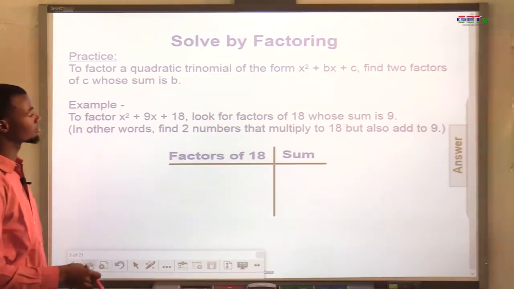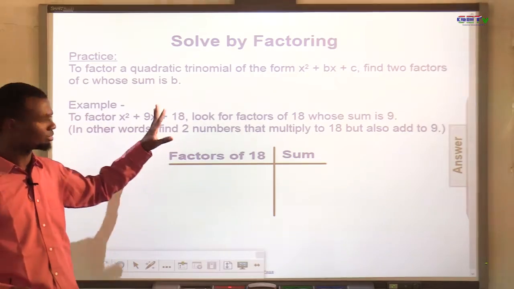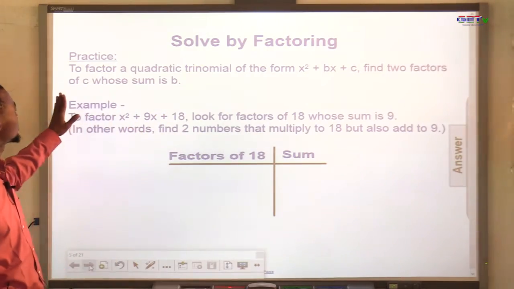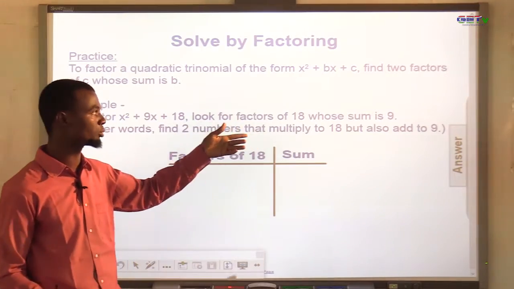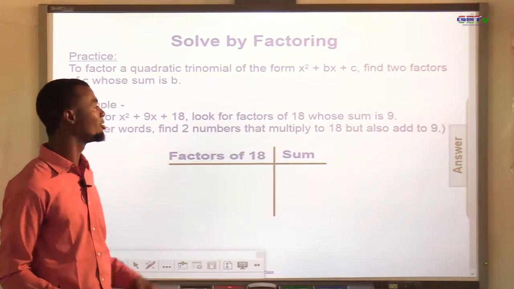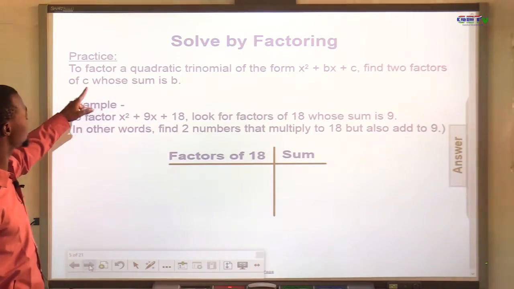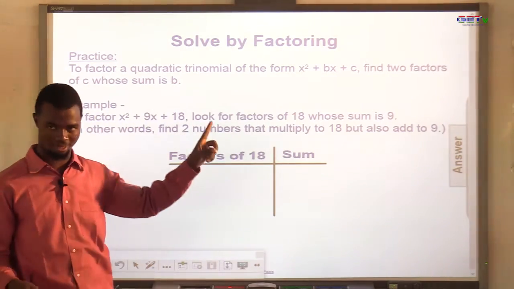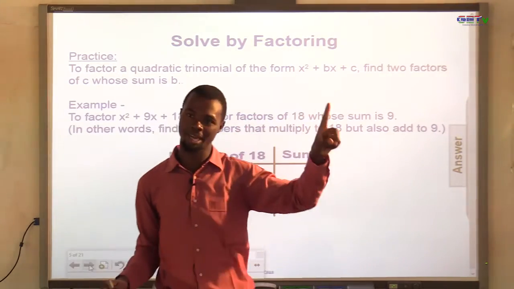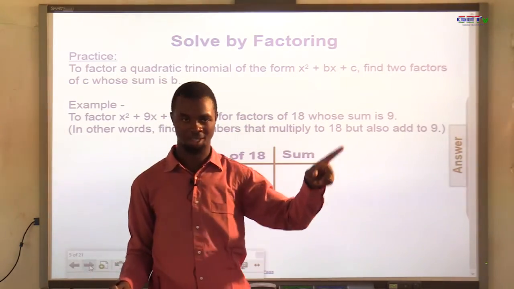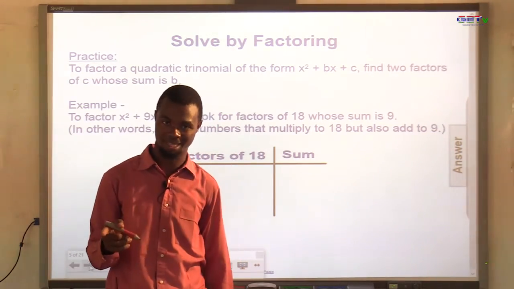Now let's look at the practice of factorizing these values. Let's go to this example here. To factor a quadratic trinomial of the form ax squared plus bx plus c, find two factors of c whose sum is b. When it is in the form of x squared plus bx plus c, you'll find two factors of c whose sum is b.